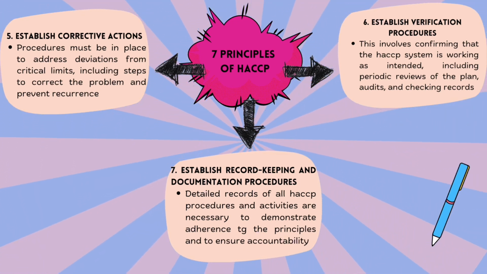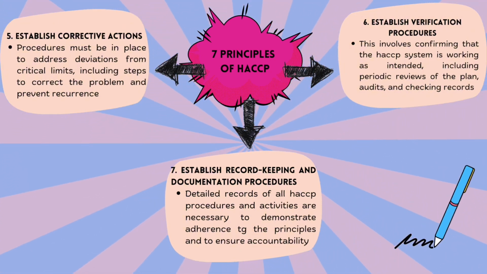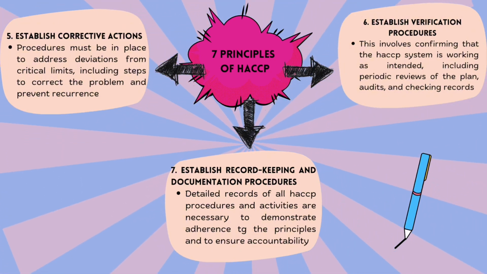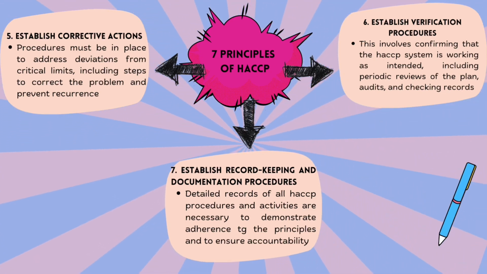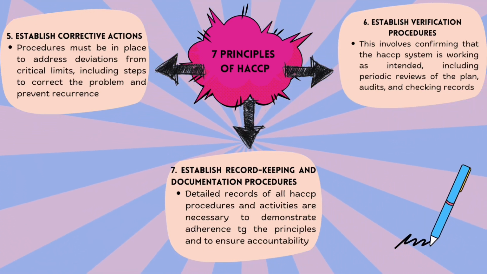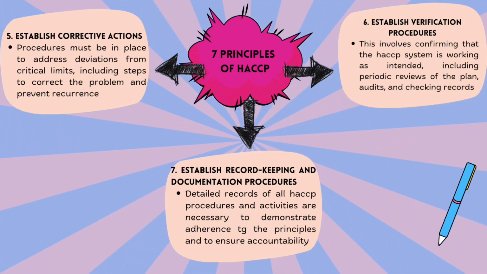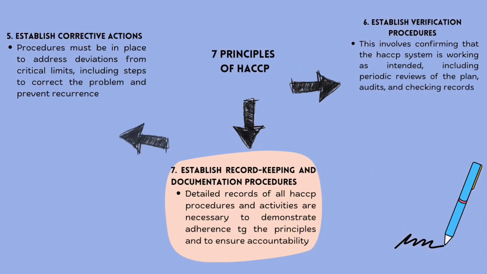Next, establish verification procedures. This involves confirming the HACCP system is working as intended, including periodic reviews, audits, and checking records. Last but not least, establish record keeping and documentation procedures. Detailed records of all HACCP procedures and activities must be kept to show compliance with the principles and ensure accountability.